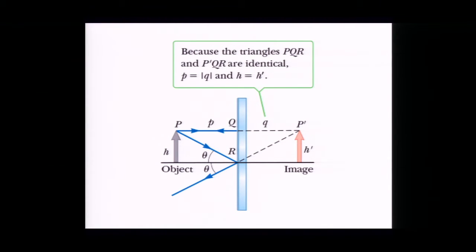And if the image is smaller than the original object, it's going to be something between 0 and 1. So 0.5 means my image is going to be half the size of my object. And if I have 1.5, my image is going to be 1.5 times the size of my object. So magnification is going to be related to the image height divided by the object height.